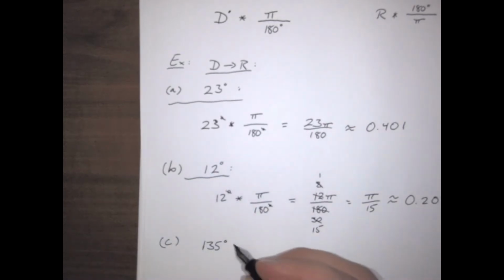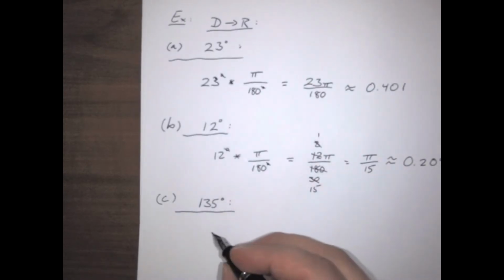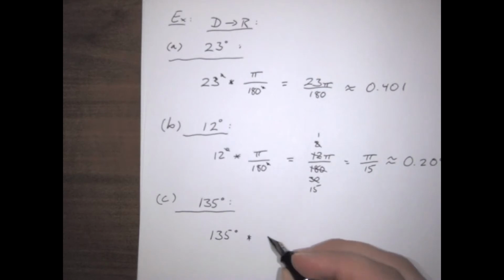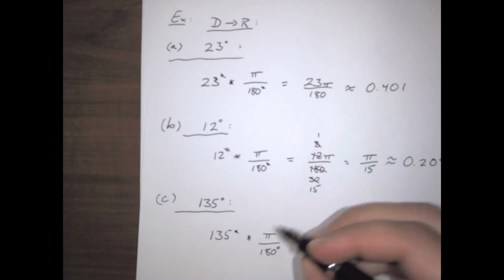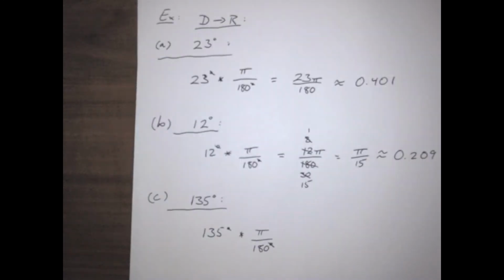Okay, and last one, let's just say 135. If you can do any of these, you can do a million of them. So let's say 135 degrees times pi on top, 180 on the bottom. Just remember, you want the degrees to cancel. That's the whole point. You want, when the dust settles, there to be no degrees left in your fraction here.